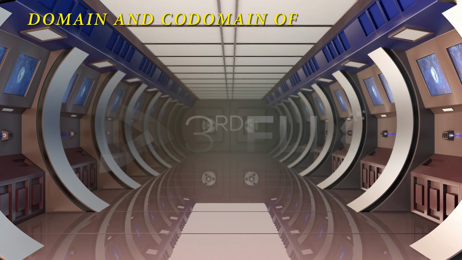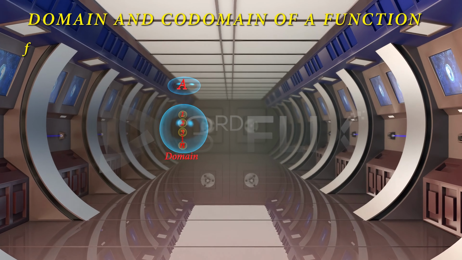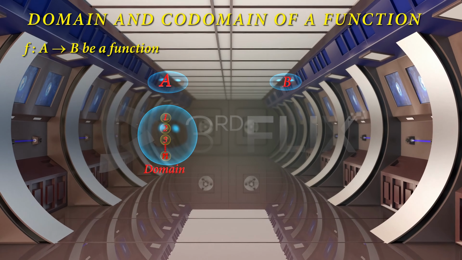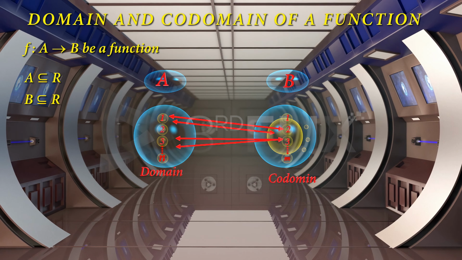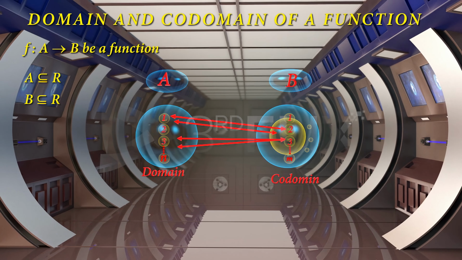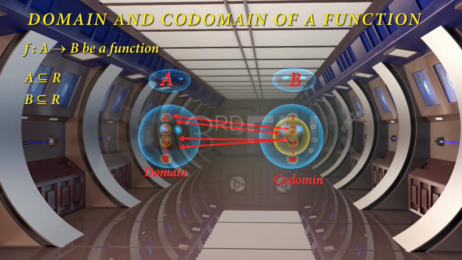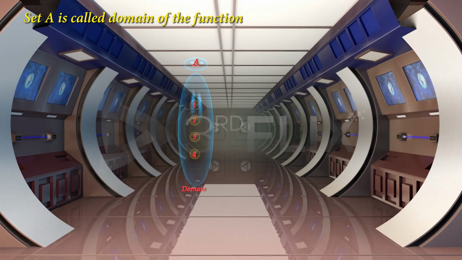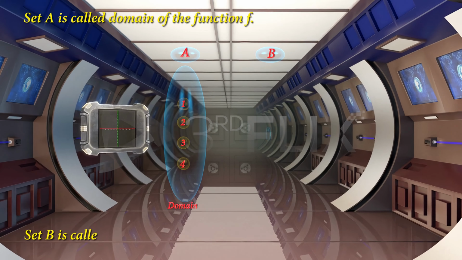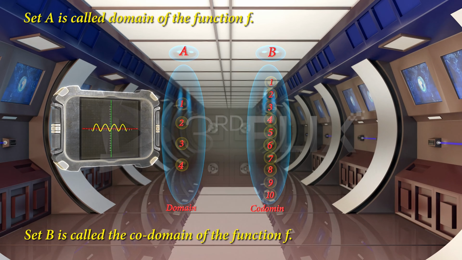Domain and codomain of a function. Let f map from A to B be a function. In general, sets A and B could be any arbitrary non-empty sets. But at this level, we would confine ourselves only to real-valued functions. That is, it would be invariably assumed that A and B are subsets of real numbers. Set A is called the domain of the function f. Set B is called the codomain of the function f.